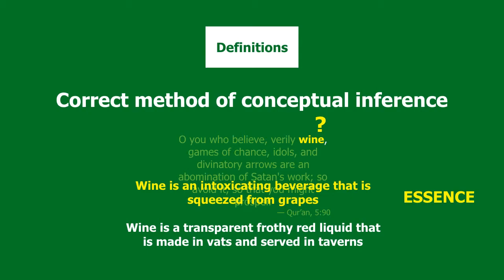What is wine? Wine is an intoxicating beverage, something that is drunk, that is squeezed from grapes. So if it's squeezed from grain, then it's not called wine, it might be called beer. But when you make an intoxicating beverage that is squeezed from grapes, that is wine. This is what wine is. This is an essential description of wine.